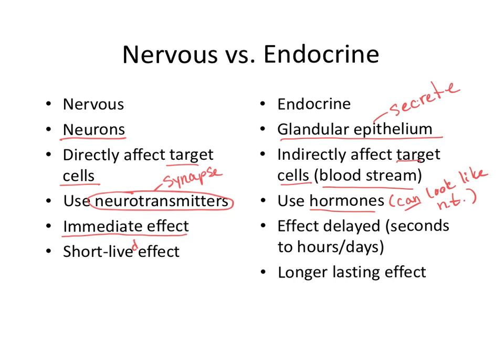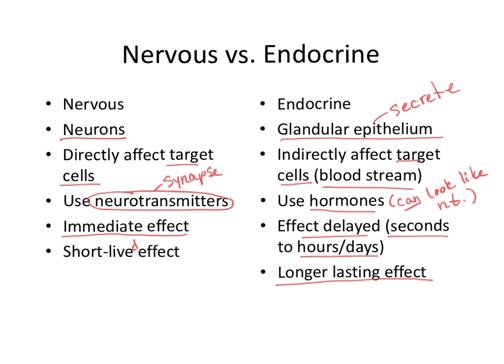Now, because it's not an immediate effect of one cell sending a message directly to another, the effect of the endocrine glands can be delayed. Sometimes they're only delayed a few seconds. Sometimes those effects are delayed hours to days while enough hormone is being produced and released into the body and then carried around and picked up by the target cells. However, although that effect is delayed, it is often a longer lasting effect on the body cells.